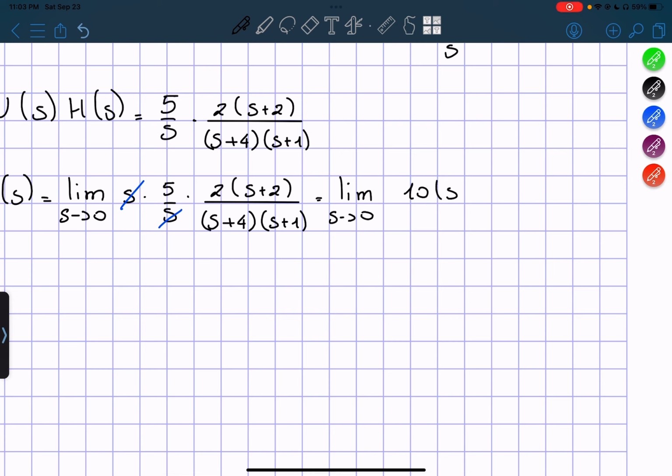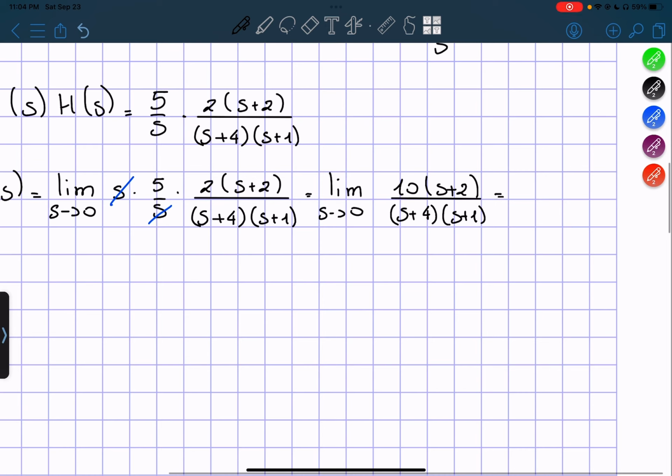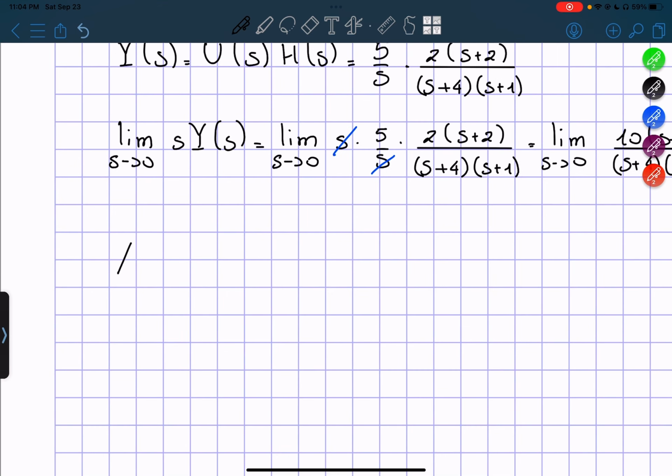10 times (s plus 2) over (s plus 4) times (s plus 1). Now we can plug in s to be 0, and that's going to be equal to 20 over 4, or just 5. All right. So this is our steady state. We can say that our y steady state is equal to 5.